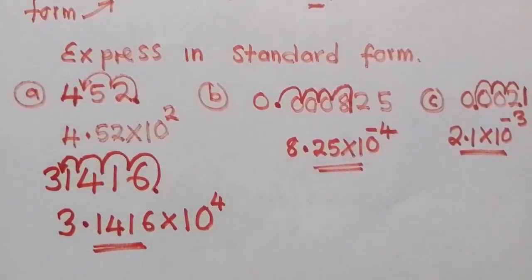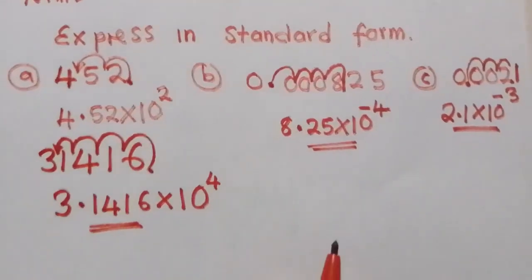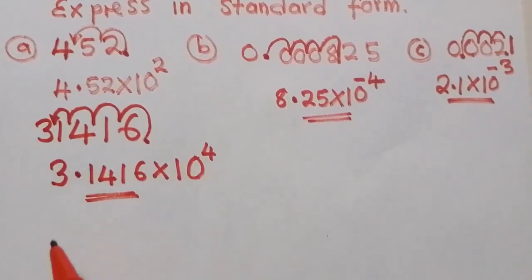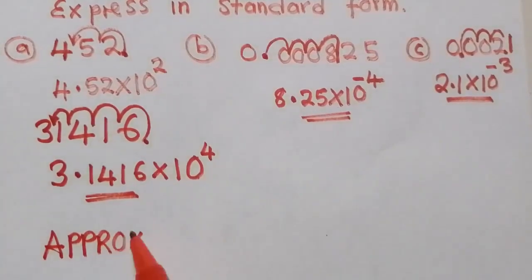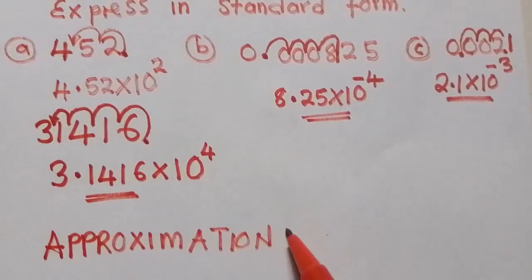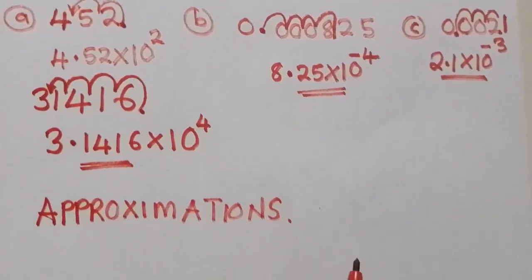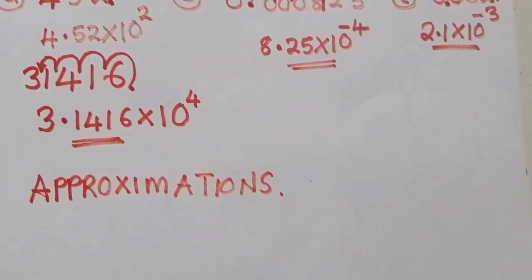So let us move to approximations. Hope you know what it means when I say approximate. This is another topic here. An approximation is a stated value of a number which is close to but not equal to the true value of that number. This is what you need to get.